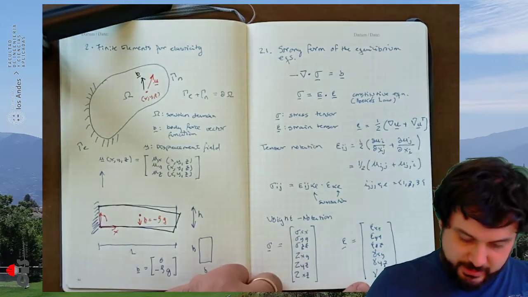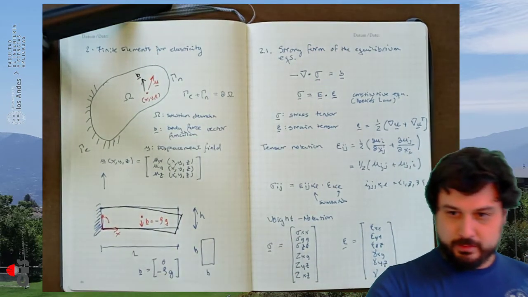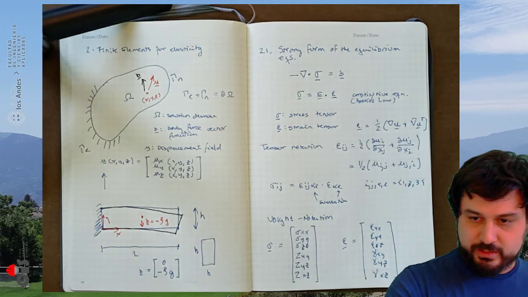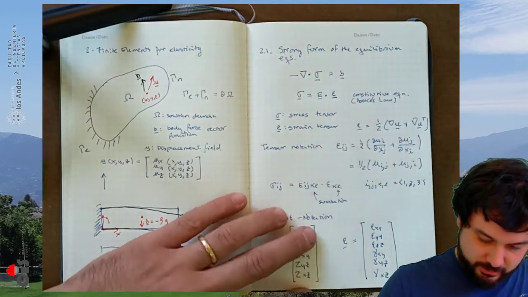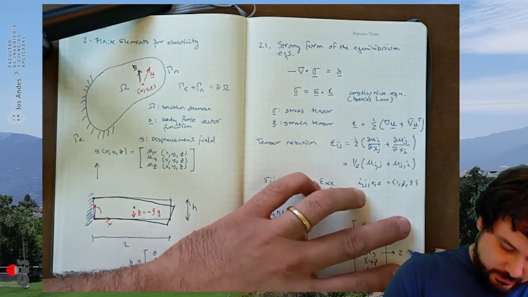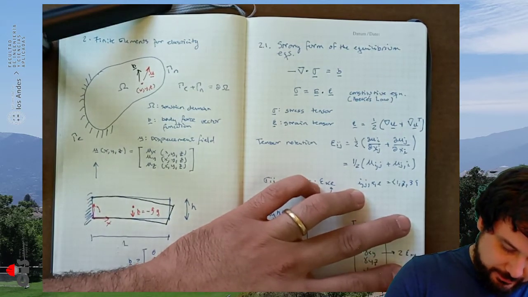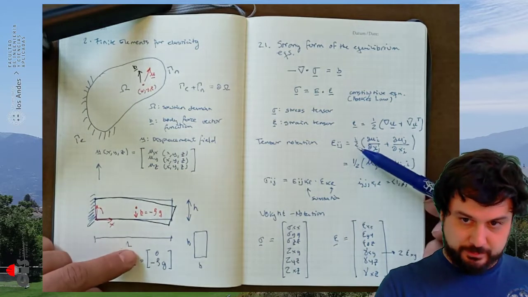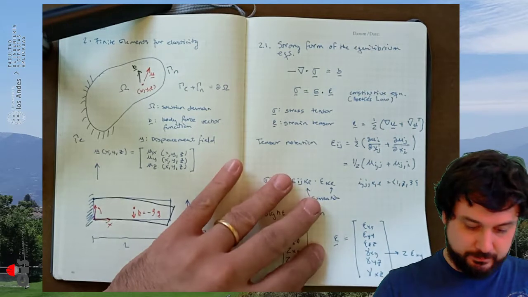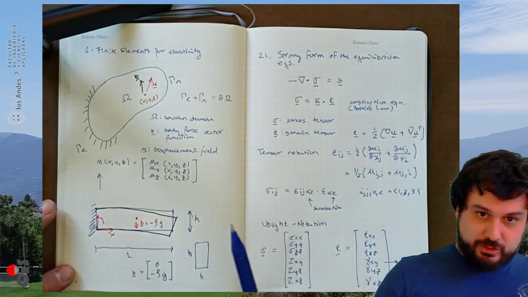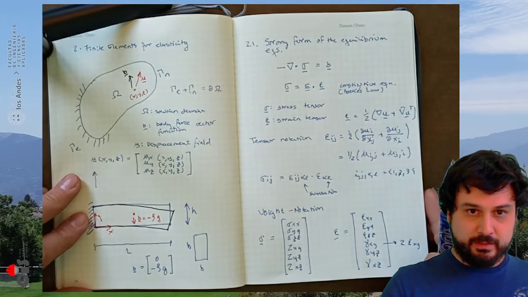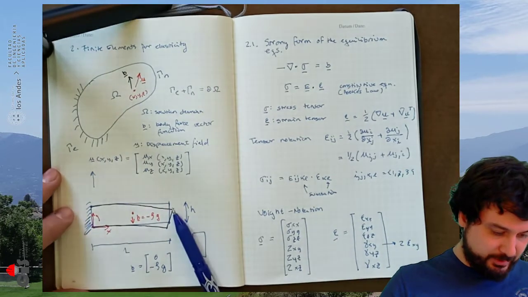So these gammas that I'm showing down there are actually twice the epsilons. So this one over here would be twice epsilon xy, as given from this equation. Okay, that's the complete angle as opposed to half the angle. So we're stating elasticity in terms of different things.